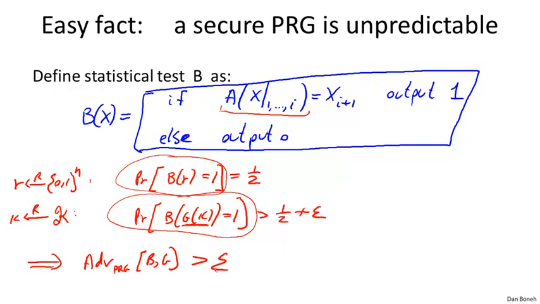And as we said, the contrapositive of that is that if G is a secure generator, then there are no good statistical tests, and as a result, there are no predictors. Okay, and which means that the generator is, as we said, unpredictable. So far what we've seen is that if the generator is secure, necessarily it's impossible to predict the i plus first bit given the first i bits.